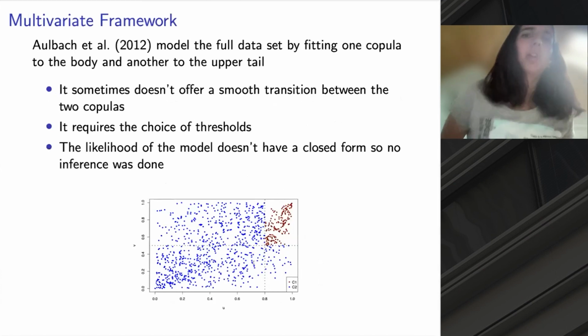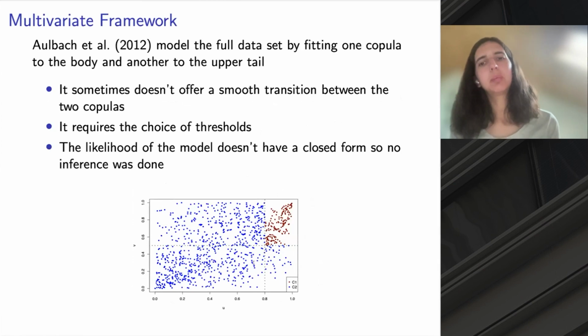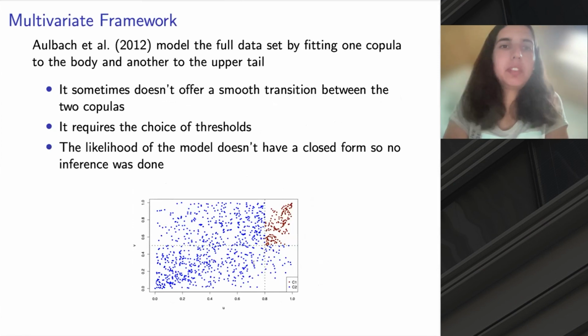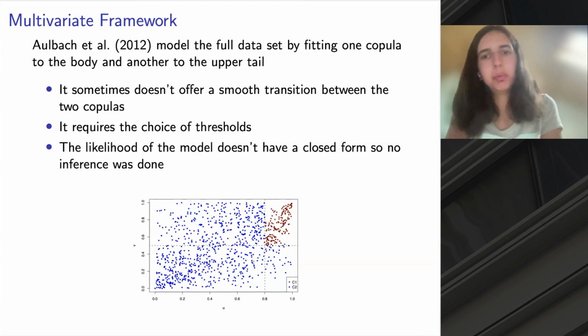So coming back to the problem, as I said before, there are not many available methods in the literature that capture the body and the tail of a multivariate distribution. But one of the ones available is this one, Deidda et al. They model the full data set by fitting one copula to the body, represented in blue, and one copula to the tail, represented in red. As we can see in this figure, which I did on purpose, it doesn't offer a smooth transition between the two copulas.